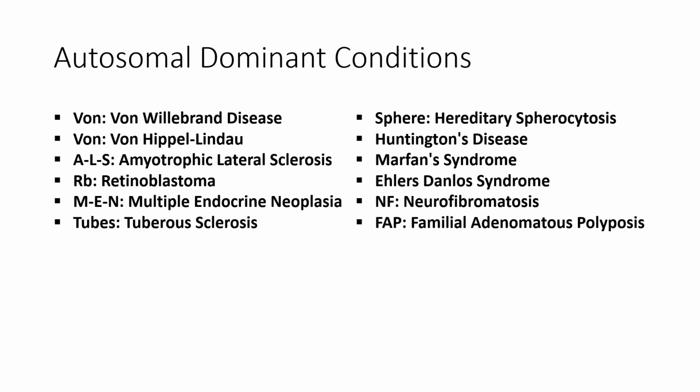Now, this is the list there. Von, ALS, RBNEN, Tuesdays, Pheasant, Huntington, Marfan's, Elands, Dan, NF1 and 2, don't far too much. Autosomal dominant, yes, this song is clutch.